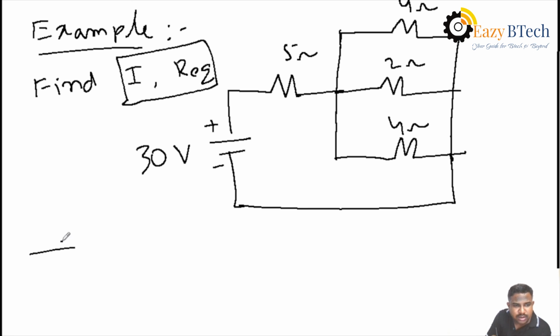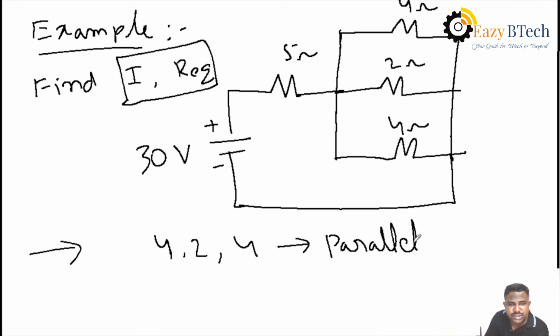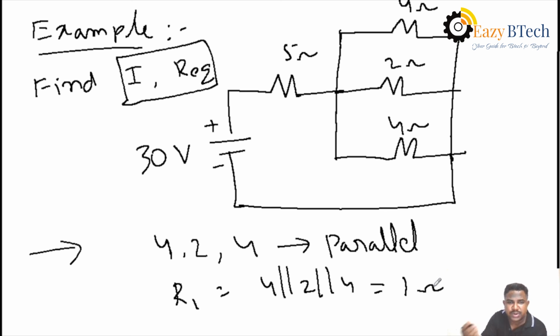Then all of you understand the problem here. The 4 ohms, 2 ohms, and 4 ohms are in parallel connection. Why? Because the three elements are joined across the same nodes. So R1 equal to 4 in parallel with 2 in parallel with 4. That is 1 by R1 equal to 1 by 4 plus 1 by 2 plus 1 by 4, so R1 equal to 1 ohm you will get.